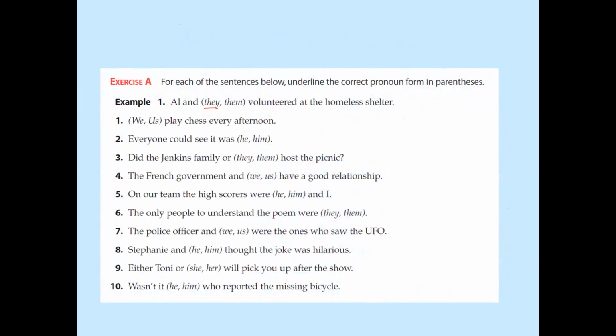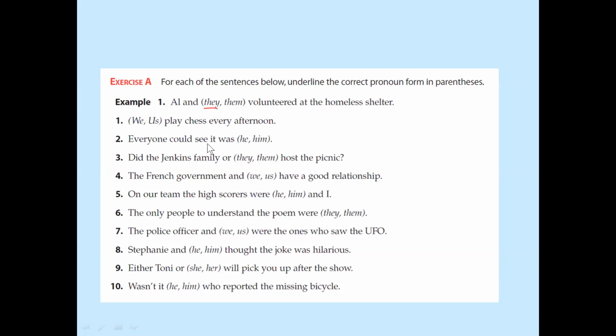So let's practice and choose here. For each of the sentences below, underline the correct pronoun form in parentheses. Like the example that is done for you here. Number 1, Al and they or them volunteered at the homeless shelter. The verb is volunteered and the subject is Al and they, the nominative case. Number 1, we or us play chess every afternoon. We, it's we.